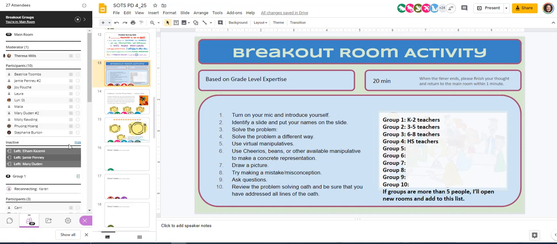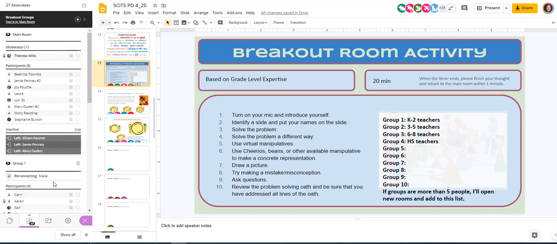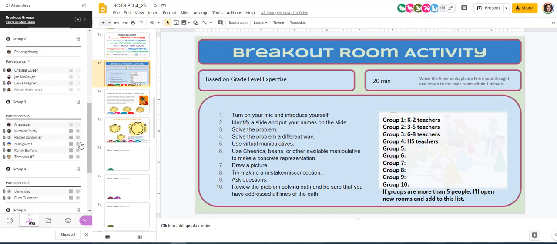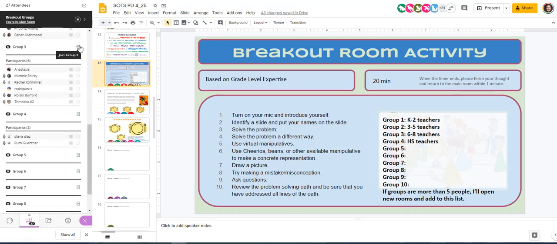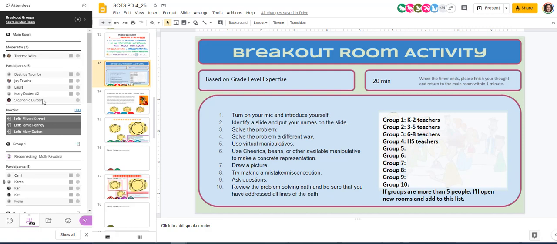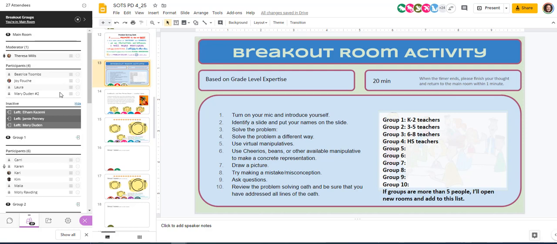Again, you'll go into Collaborate. You'll move to the Attendees tab at the very bottom next to the chat box. You'll scroll way down and enter that group. And don't worry, I will be patient and support you through this. If you're still in the main room and you need a new group, let me know what grade you're in and I can help you to get there.